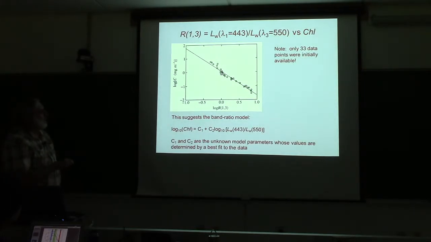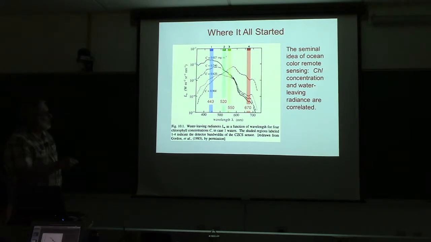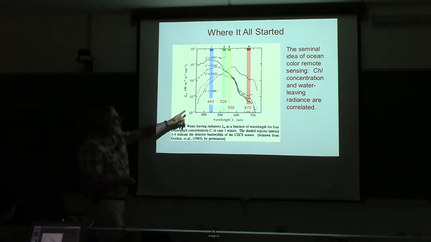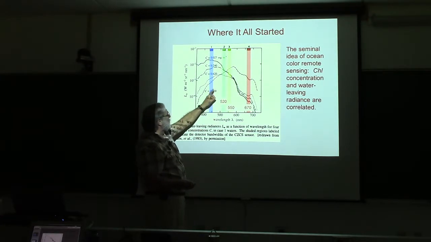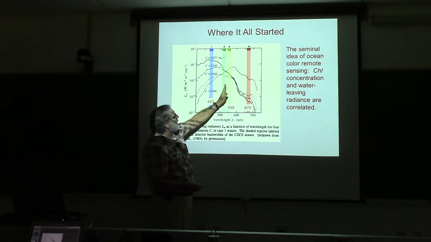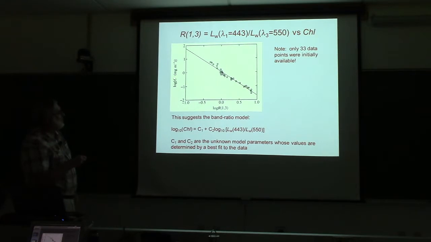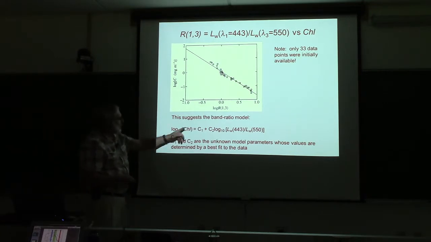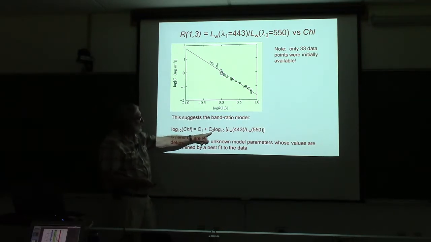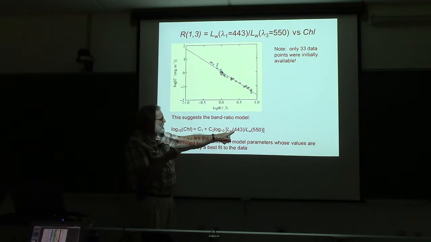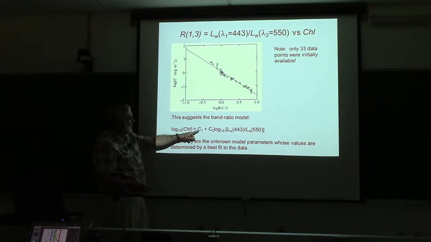People went out, they got more curves like this. And then this is band 1, 2, 3, and 4. So people would look at the ratio of the band 1 to the band 3, and then plot the log of that ratio versus the log of the chlorophyll, and you get this pretty nice little relation here. Pretty cool. So this suggests that you could write the log of chlorophyll as a constant plus some other constant times the log of the band ratio 1 to 3, which is 443 to 550. And simply you fit the line there, you get the values of the two coefficients, and there's your model.